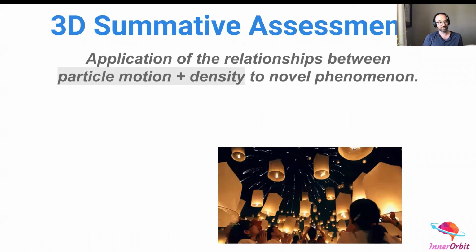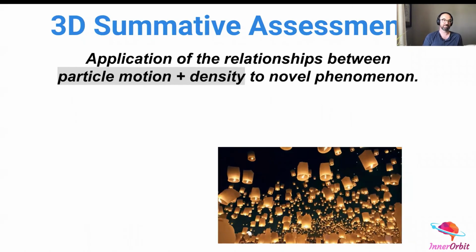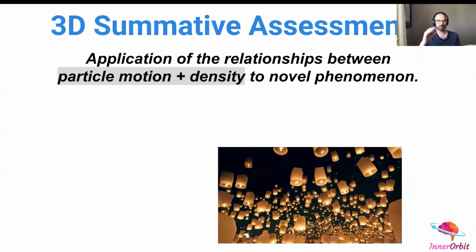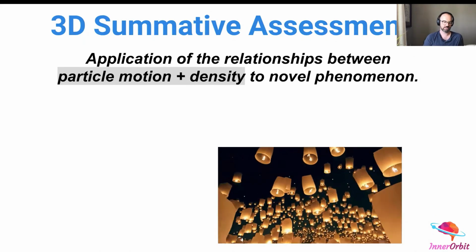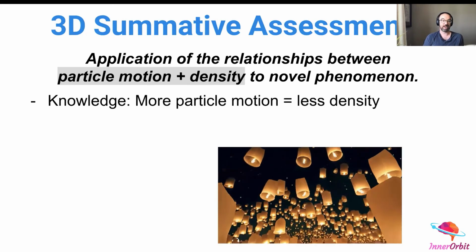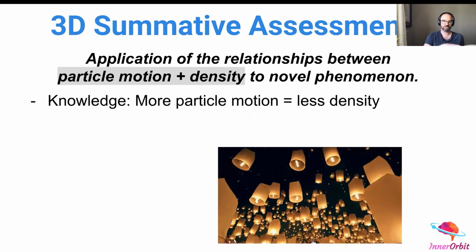So I'm going to give you another example of this, and this is looking at the relationship between particle motion and density. These are two different elements of a middle school physical science performance expectation. So now this is the opposite. So more particle motion equals less density.